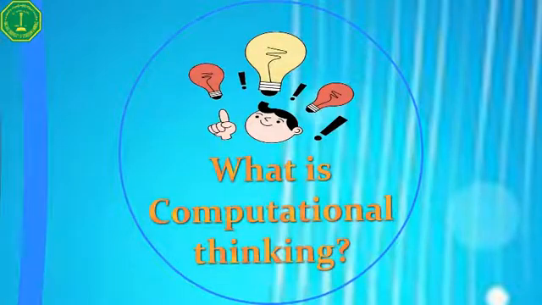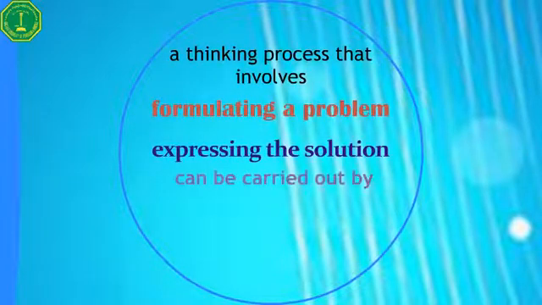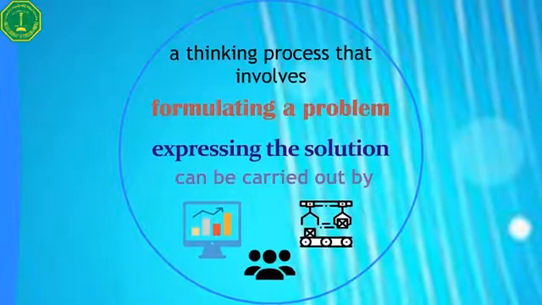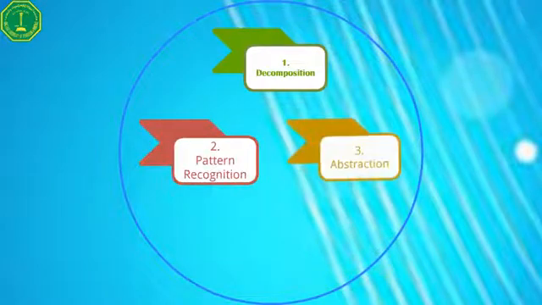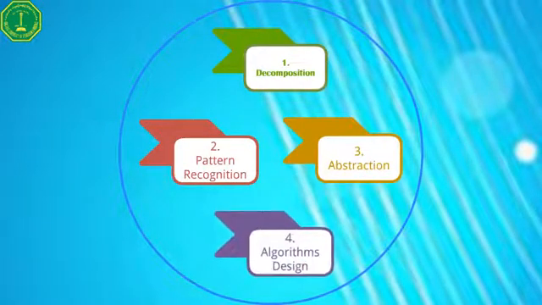What is computational thinking? Computational thinking is a thinking process that involves formulating a problem and expressing its solution in such a way it can be carried out by the computer, human, or machine. Computational thinking consists of four cornerstones: decomposition, pattern recognition, abstraction, algorithms design.